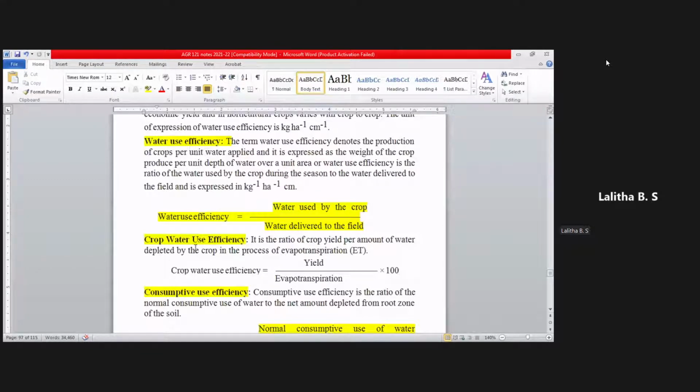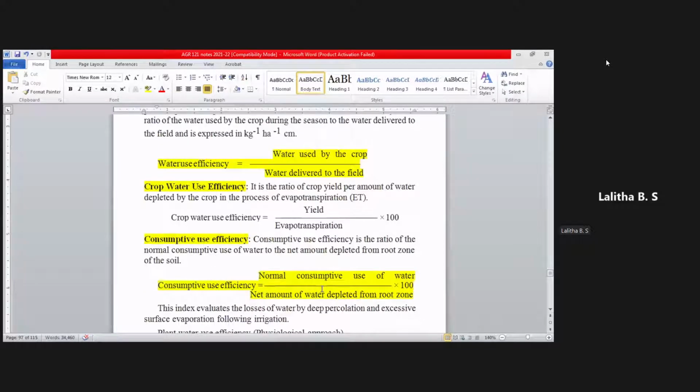Crop water use efficiency is the ratio of the yield per amount of water. This is the yield versus evapotranspiration we are going to consider. Then again it is multiplied by 100. Sometimes we are going to multiply by 100, or else there is no need to multiply.